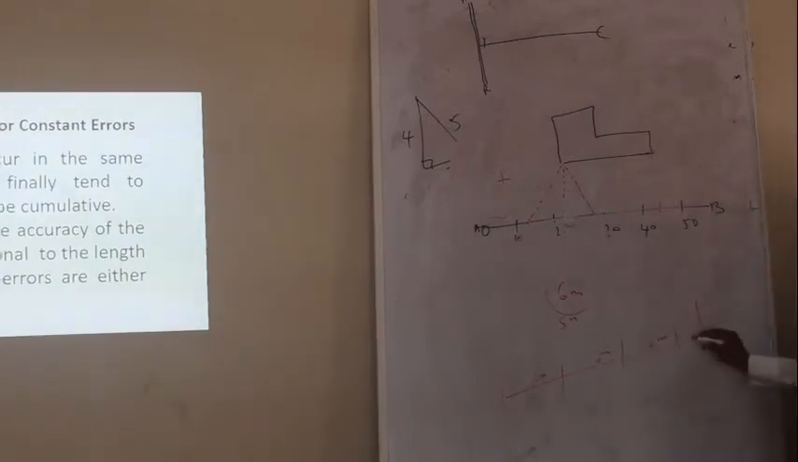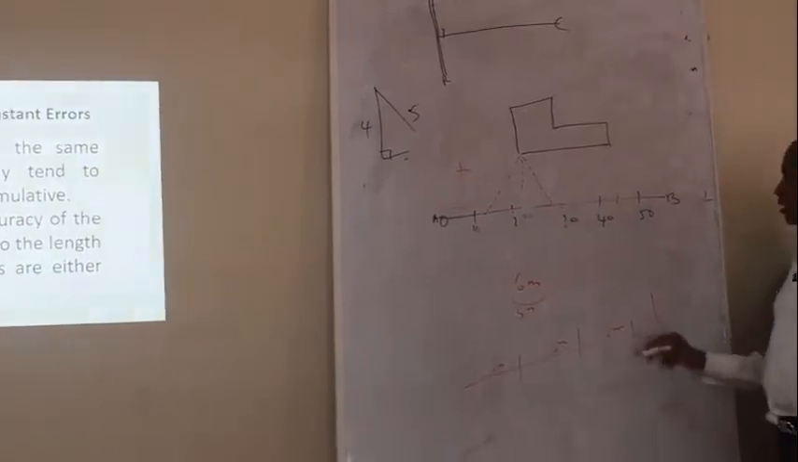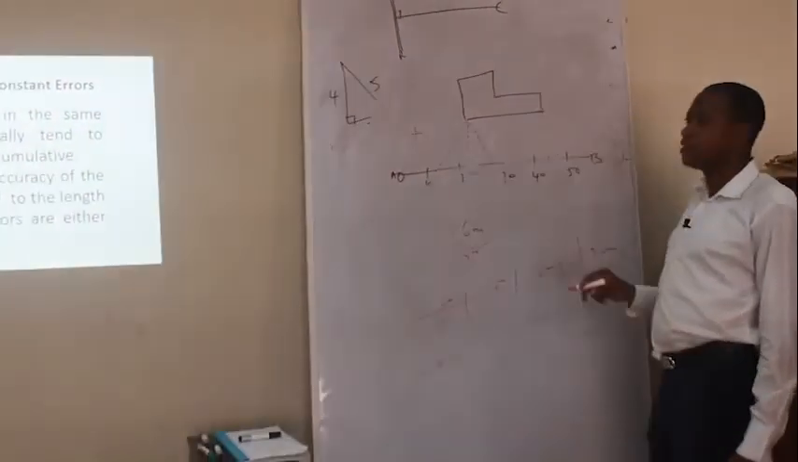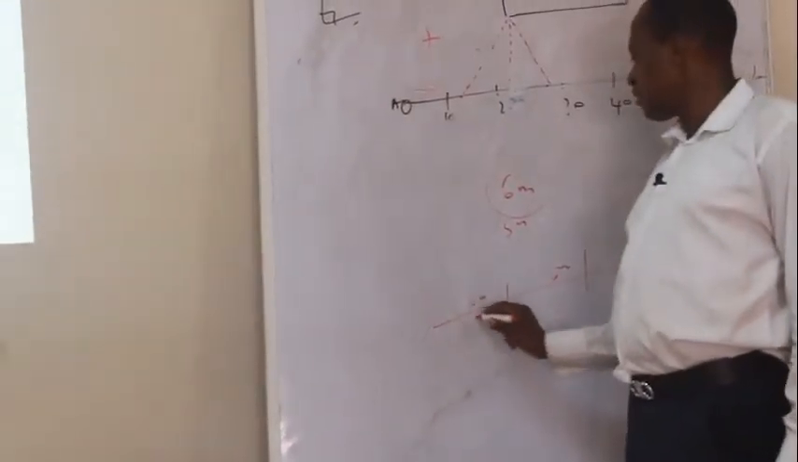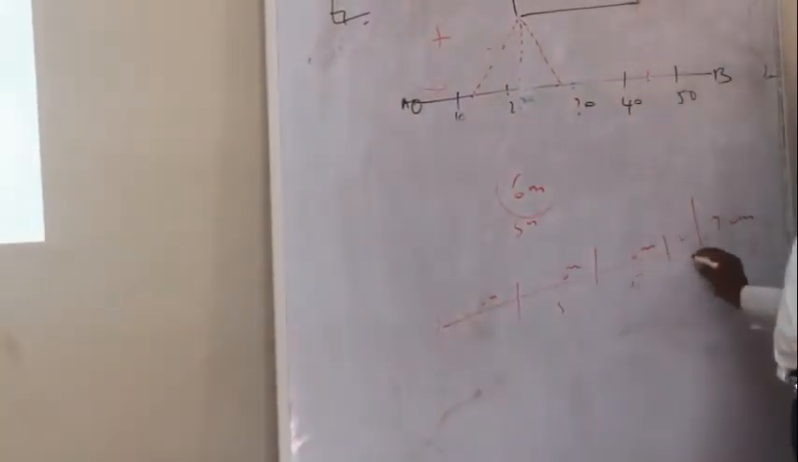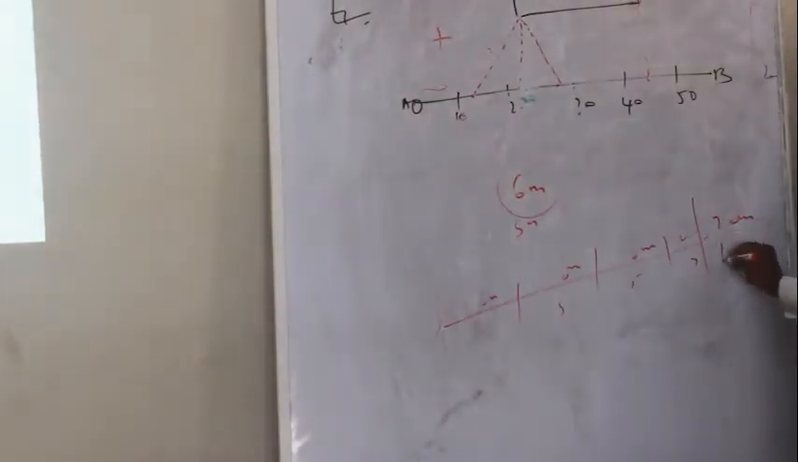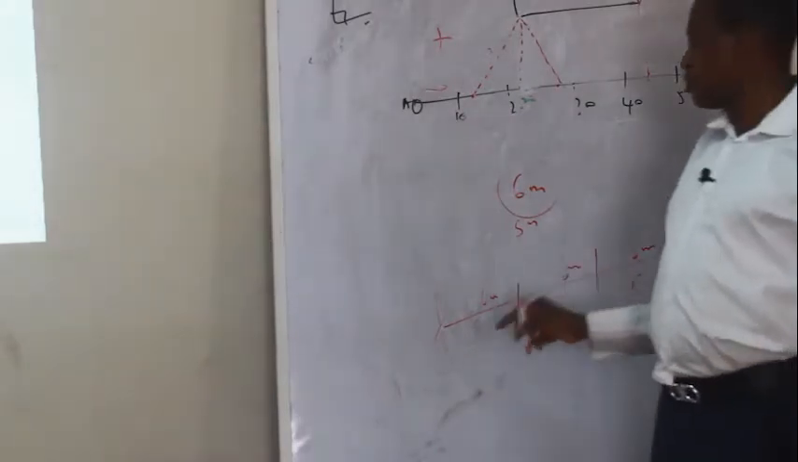And you now measure this one, maybe 2 meters thereabout. That one, maybe 2 meters. At the end of the day, you have 20 meters. But in real sense, the tape is 5 meters. If it is 5 meters, 5, 5, 5, let's call this on 2. It means, in real sense, you have only measured 17 meters, not 20 meters. So, such error is cumulative.